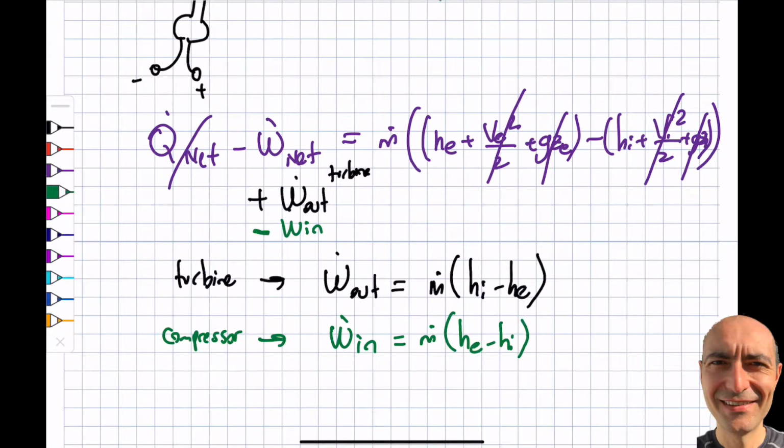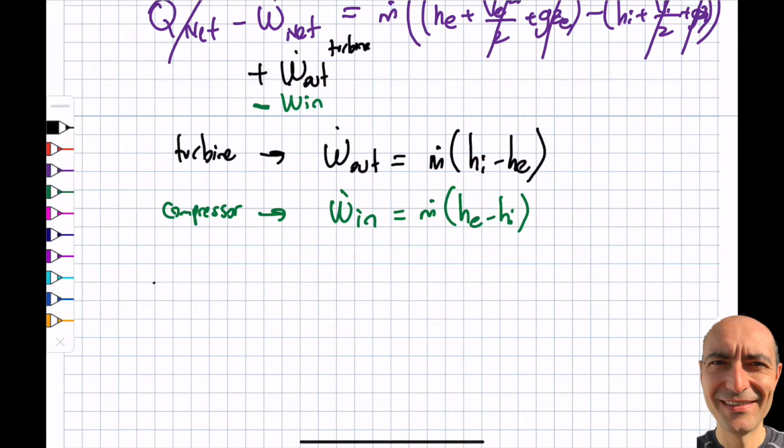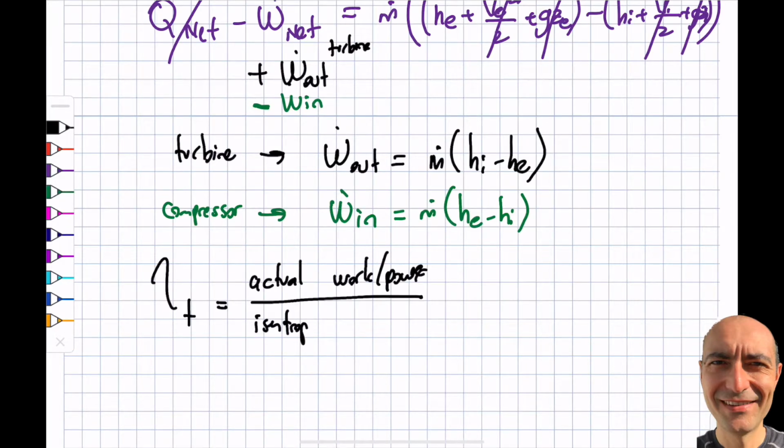Okay, cool. So let's also now establish the turbine efficiency. Actual work, just like the nozzle, there's no difference there. So this is the actual work or power. I usually use power, but that doesn't really matter. They're proportional. Isentropic work or power.